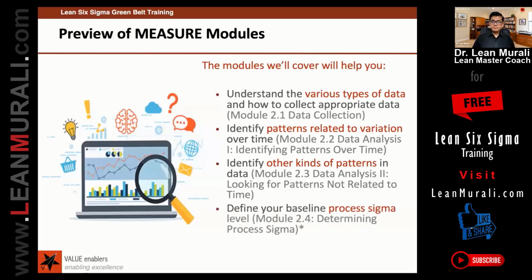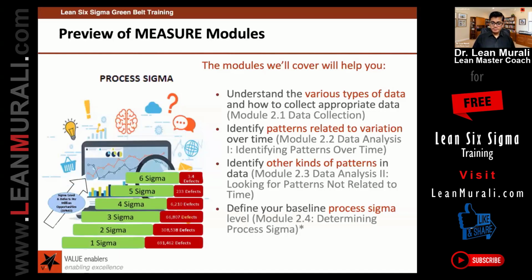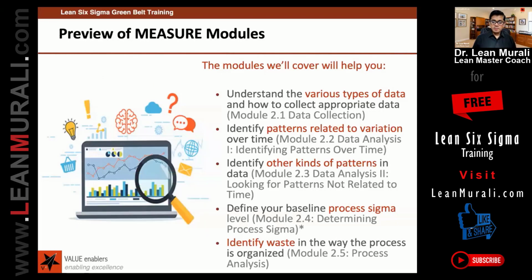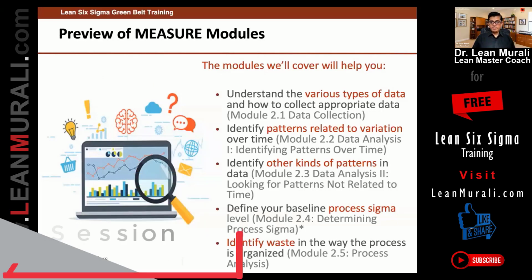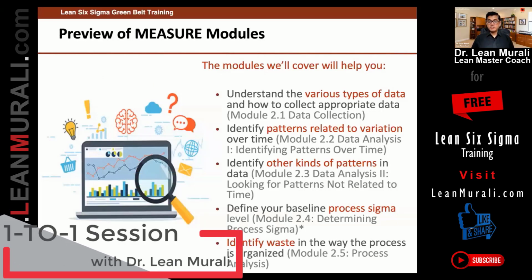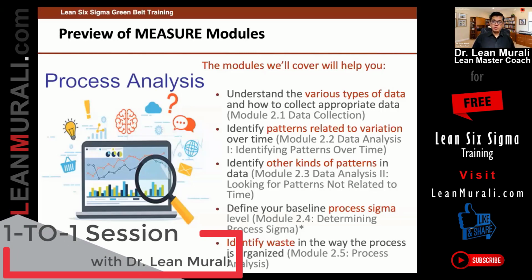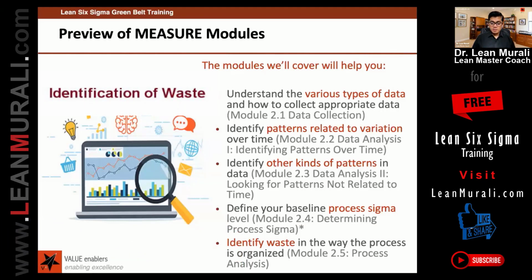And then define your baseline process sigma level. So we'll talk about process capability studies. We'll talk about six sigma level calculations and all that. And finally, the process analysis. So we have 5 modules under this. So we will identify waste in the way in which the process is organized.